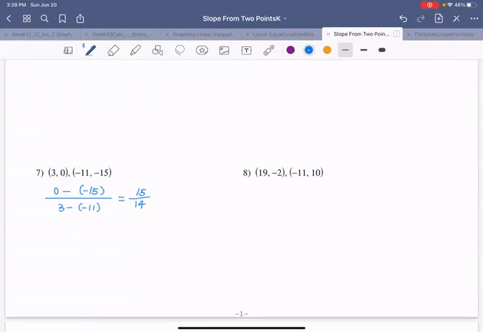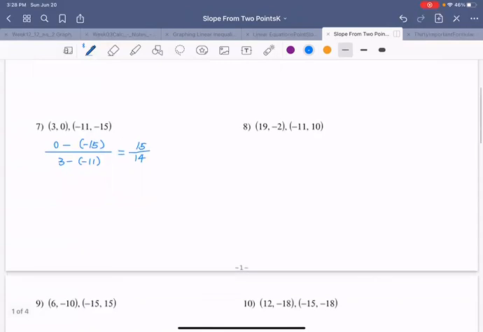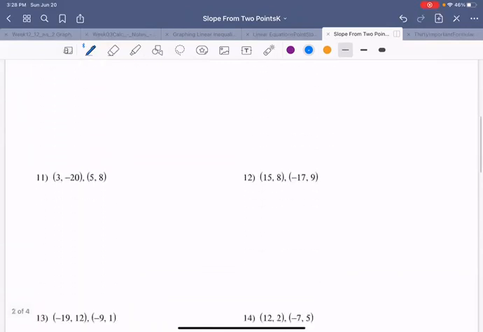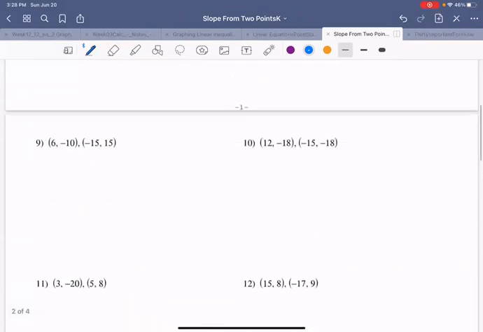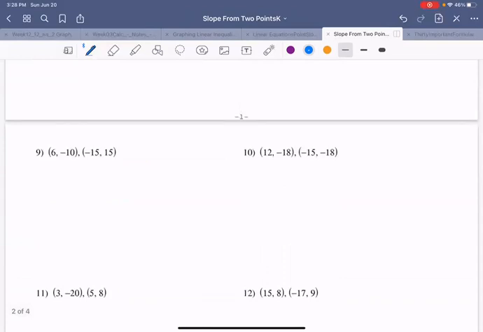Lastly, let's do number 8. And let's look for a more complicated one, okay? Let's do number 10. Go ahead.